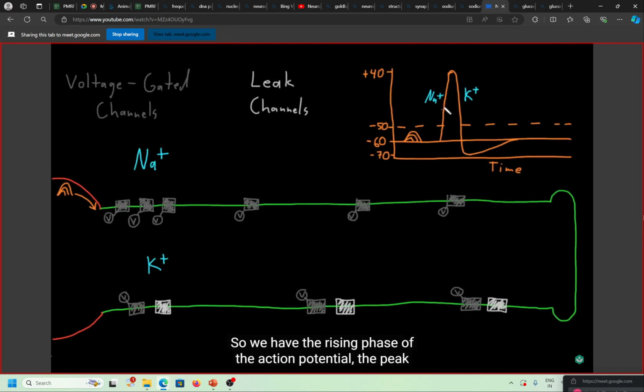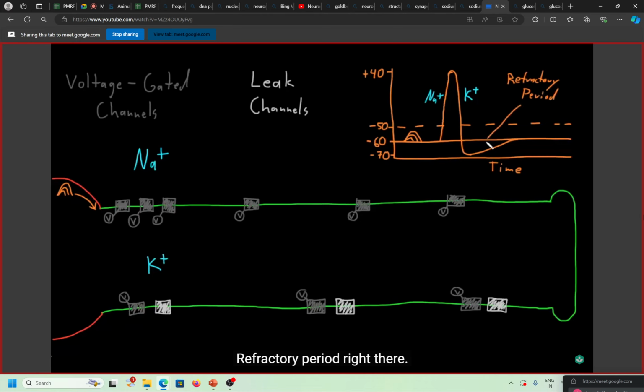So we have the rising phase of the action potential, the peak of the action potential, the falling phase of the action potential, and then this period of hyperpolarization at the end of the action potential has a couple of names. It can be called the after hyperpolarization because it's the hyperpolarization that happens after this part of the action potential. But it's also called the refractory period. Let me just write that down. Refractory period. Right there. And it's called the refractory period because during this time it's difficult or impossible to trigger another action potential in that part of the membrane.